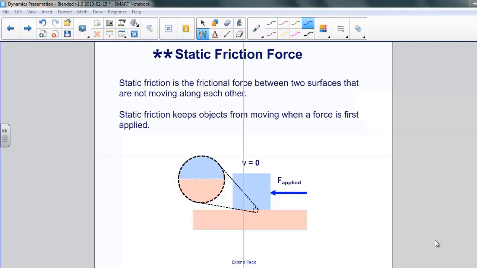You can see that from our diagram over here. And again, just as before, what we essentially have is the roughness of the two surfaces interacting with each other and basically just locking at that point, just before enough force is applied to break it loose and allow it to start moving.